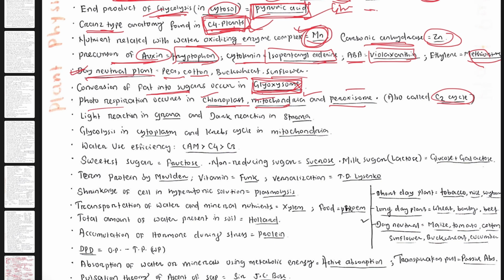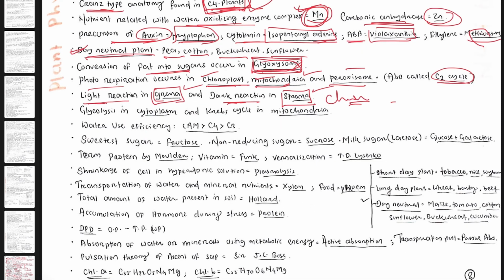Light reaction occurs in grana and dark reaction occurs in stroma. So photosynthesis occurs in chloroplast. Inside the chloroplast, we find grana and stroma. In grana, the light reaction occurs, and in stroma, the dark reaction occurs. This is also important: glycolysis occurs in cytoplasm, and Krebs cycle occurs in mitochondria.